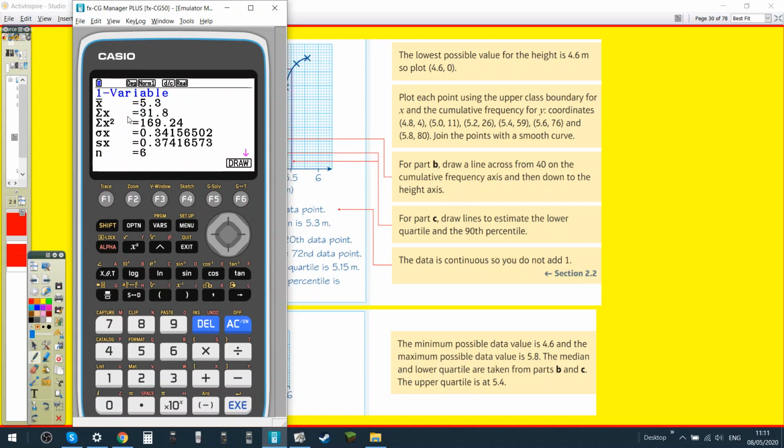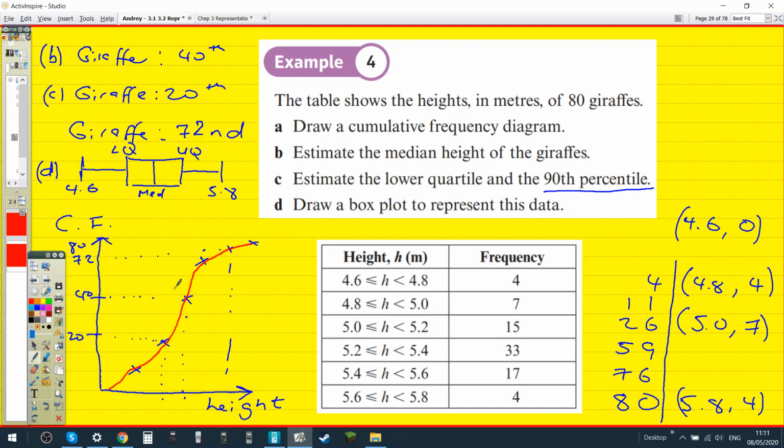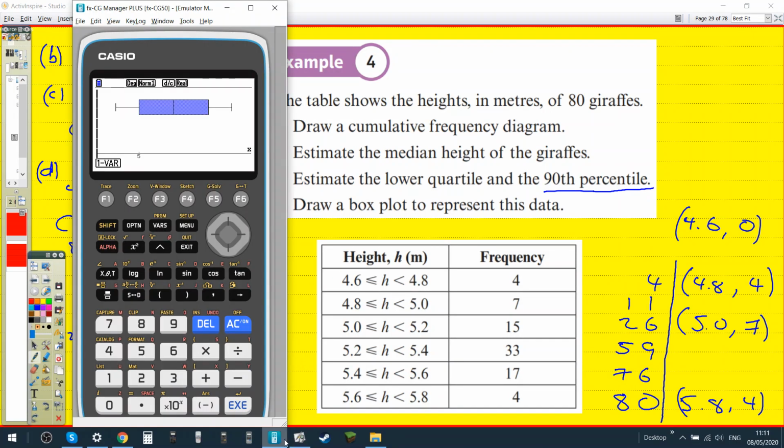Is that from the med box thing? Yeah. Okay. I just want to see. That looks very symmetrical. I just want to see what happens if I put in not cumulative frequency. So 7, 15, 33, 17, and 4. Delete that. Graph 1. Looks exactly the same. Okay, but it's just not very helpful.